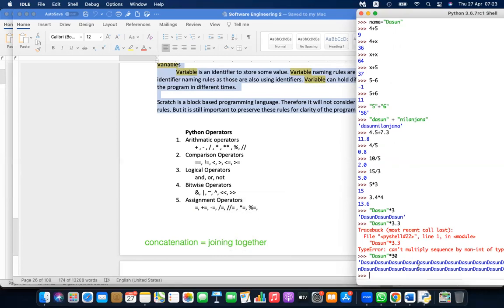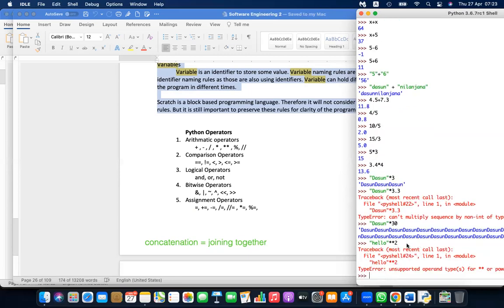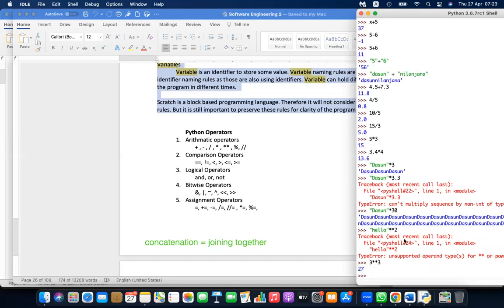Then double multiplication, what is that? This cannot be used for string literals. Let's say hello multiplied double by 2, this cannot be used for strings, but it can be used for numbers. You can say 3 double multiplied by 3, so that is 3 to the power 3. 3 into 3 into 3. 3 into 3 is 9, 9 into 3 is 27. And 4, then 2, what is the value?